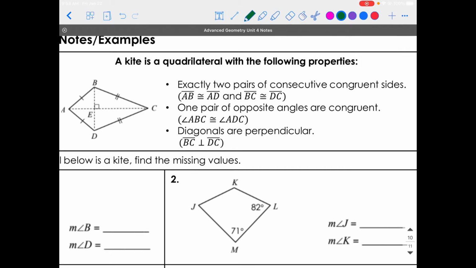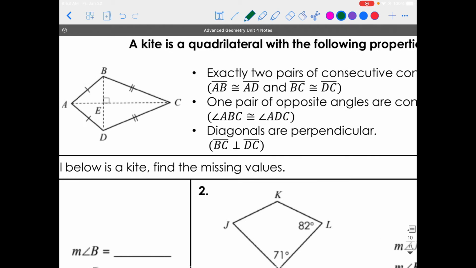I'm going to erase. Then we know that one pair of opposite angles are congruent, and that pair is this one and that one. So angle ABC is congruent to angle ADC. So the entire angle is congruent. And we know that the diagonals are perpendicular. So all of those angles there in the middle are 90 degrees.